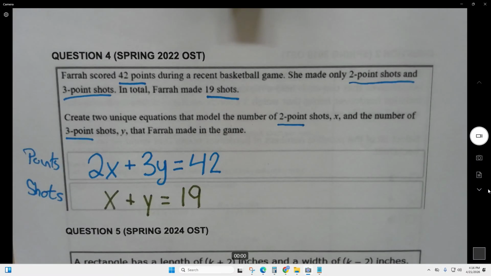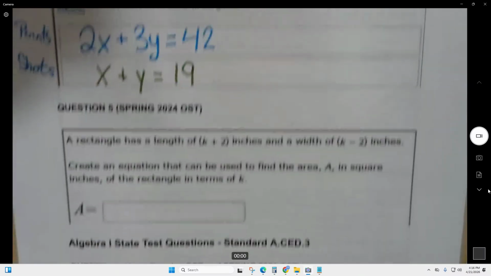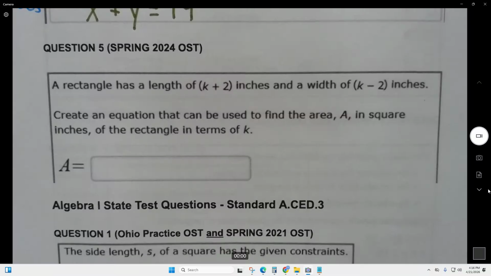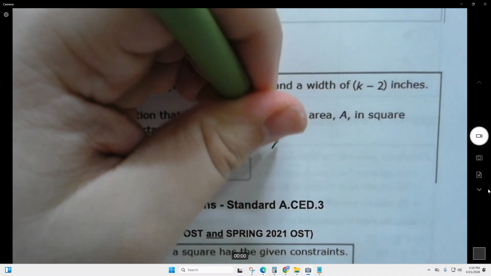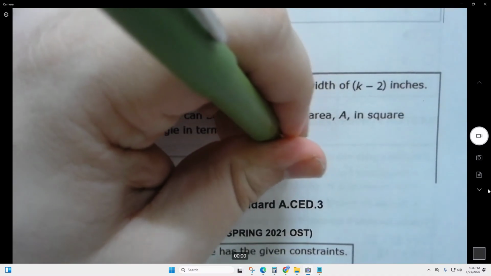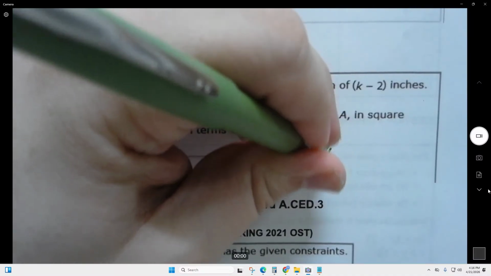All right. On to question 5. A rectangle has a length of k plus 2 inches and a width of k minus 2 inches. Create an equation that can be used to find the area A in square inches of the rectangle in terms of k. Well, this question is remarkably easy when you consider that the area of a rectangle is just length times width.